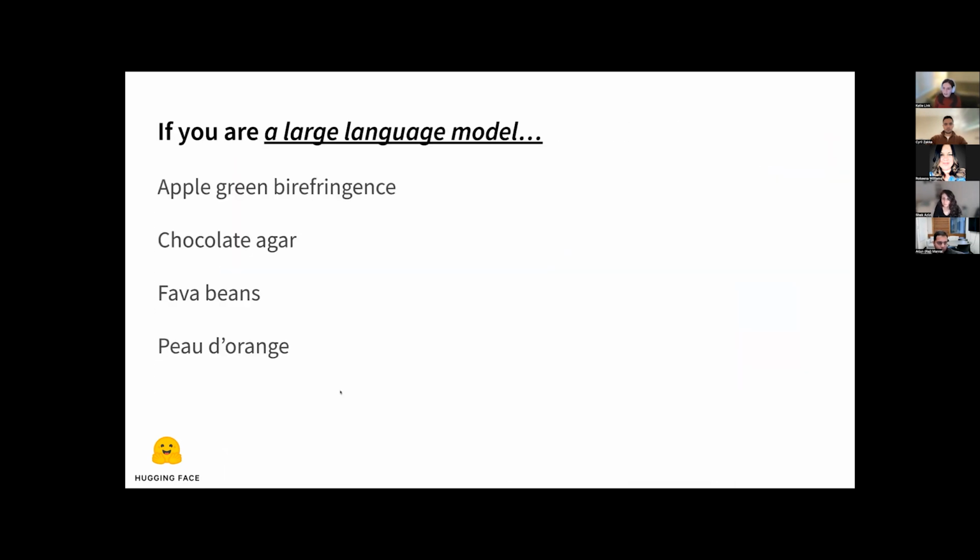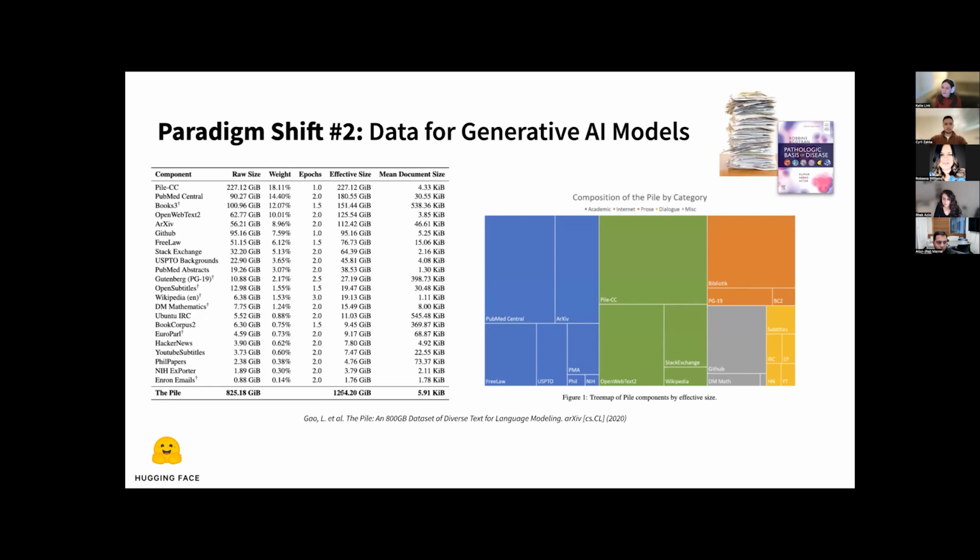The next paradigm shift that I would like to talk about is the data for generative AI models. This is one data set called the pile, which has been studied extensively. And while it has a ton of different types of text, you'll see that it also has a lot of biomedical text specifically. And so we think that even these general models are being trained on a significant amount of biomedical text, whether that's from PubMed, whether that's textbooks, whether that's scraped internet content from forums like Reddit.